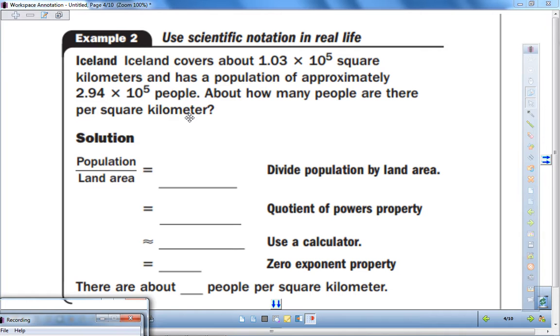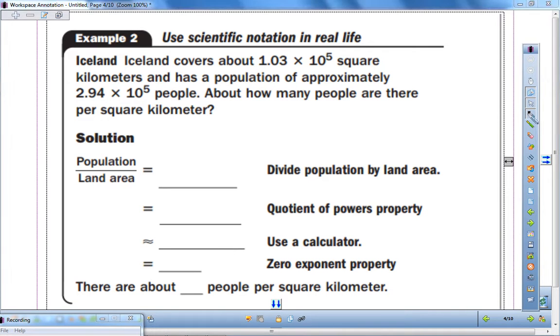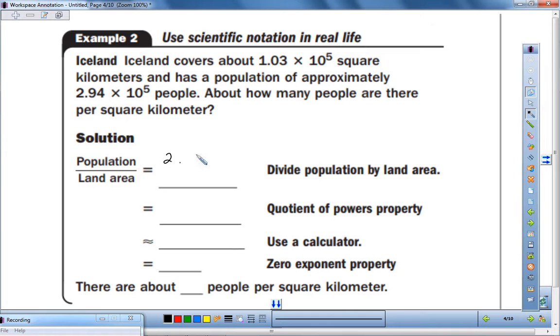So what we're going to end up doing here is taking the number of people, which is 2.94 times 10 to the 5th, and we're going to divide that by 1.03 times 10 to the 5th, which is the land mass. Now we're going to use the quotient property. I'm going to leave the numbers in front alone for right now, so it's 2.94 over 1.03. Now these have the same base, and we're dividing, so it's going to be times 10 to the 0 power. 10 to the 0 power is going to be 1.